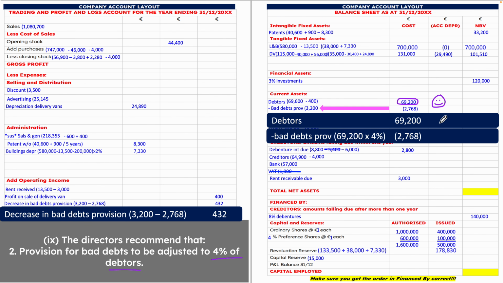That is a decrease in bad debts provision, which we will put down into the add operating income, which again, I'll remind you, is where we put every other revenue bar sales, okay? So operating income, they relate to the operations of our business, okay? So we have the 3.2 that we already had minus what it is now. So 432, we're delighted with that reduction in bad debts provision. Decrease in bad debts provision, reduction in bad debts provision, any of those words are absolutely fine. So that is that adjustment done.